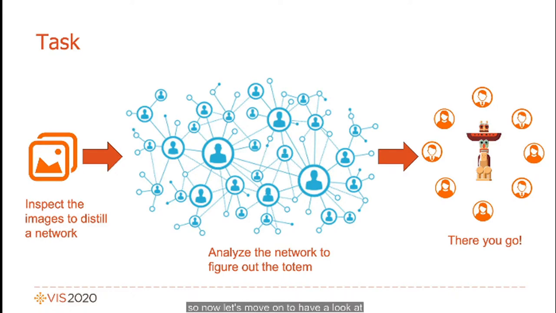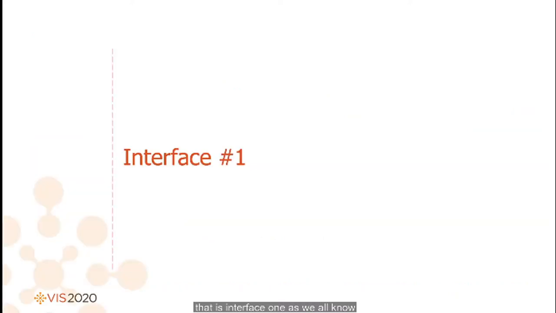So now let's move on to have a look at the first interface of our system. That is Interface 1. As we all know, a common visual analytics approach is to start by providing an overview of the dataset, and ours is no exception. So before zooming in to detailed investigation, we can first look at the dataset from a high level. This interface will also let us access results of the machine learning classifier.